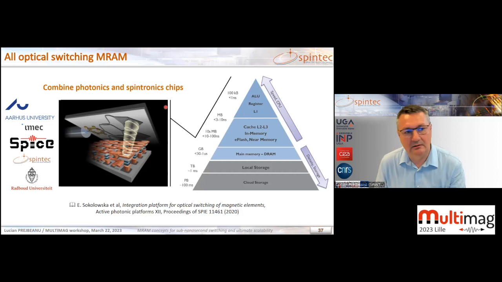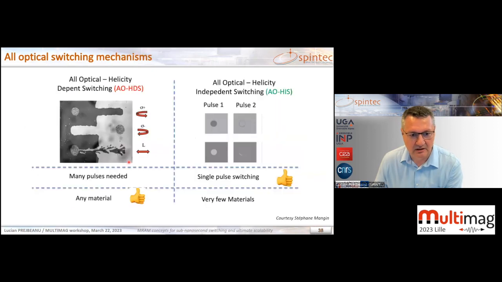Another concept that can be proposed for that part of the memory hierarchy, which is closer to the processor, is to combine photonic and spintronic chips. So there was a European project in which SpinTech was involved together with colleagues from Nijmegen, IMEC, Aarhus, and in which we demonstrated, in magnetic tunnel junctions which were developed in order to have a storage layer which is optically switchable but integrated within a magnetic tunnel junction, sub nanosecond switching times.